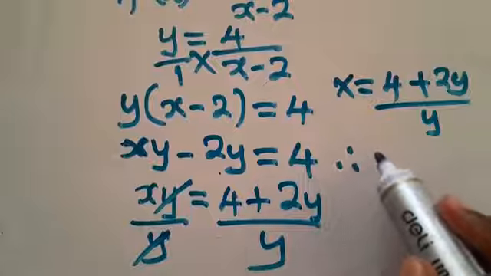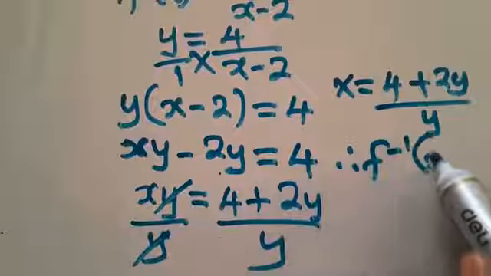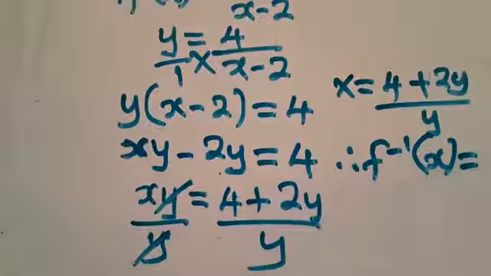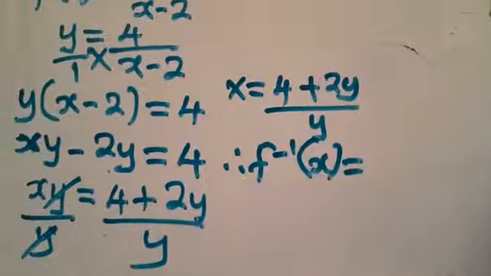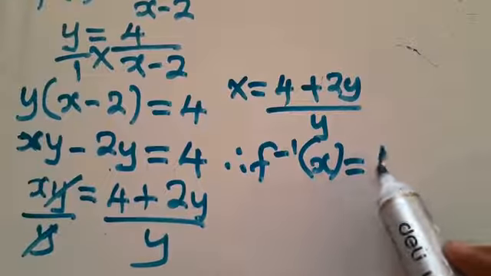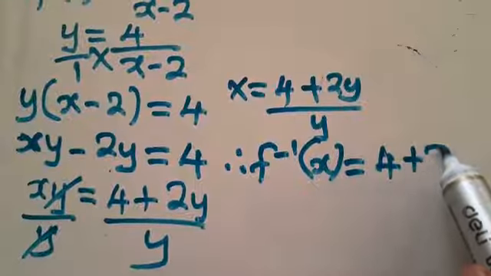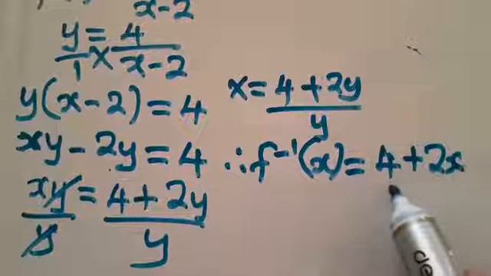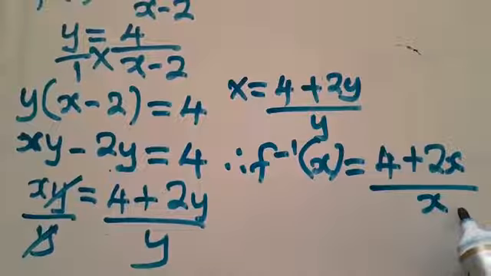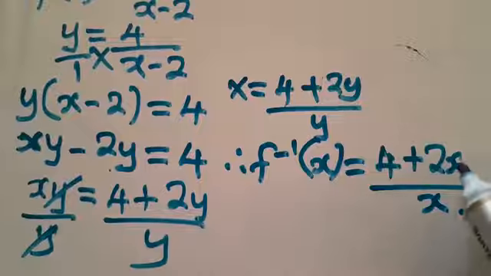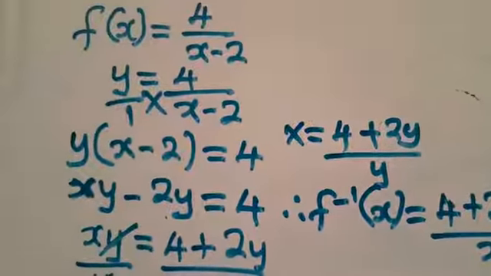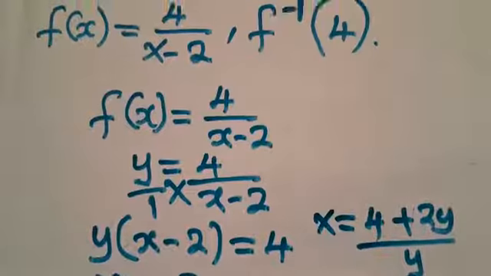Just conclude. Therefore, f inverse of x is equal to 4 plus 2x over x. This is the answer. Then where there is x there, they said you put a 4. Have you seen? After finding, so we've found the inverse part.